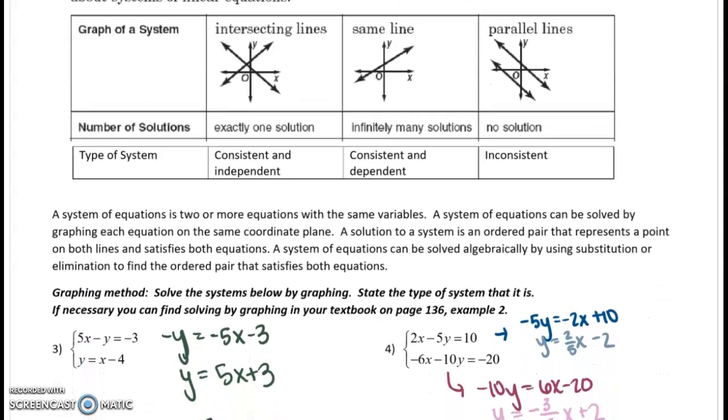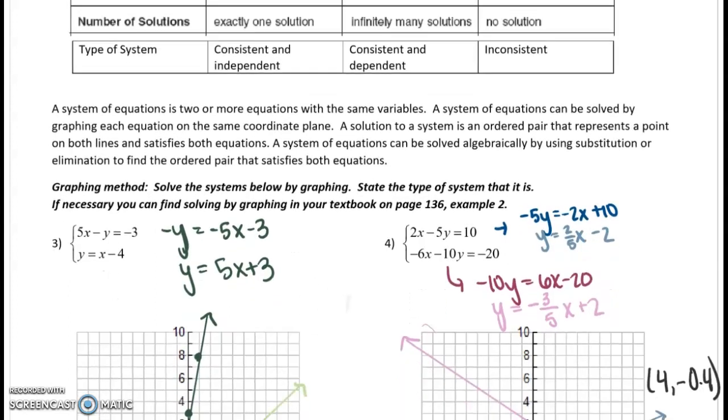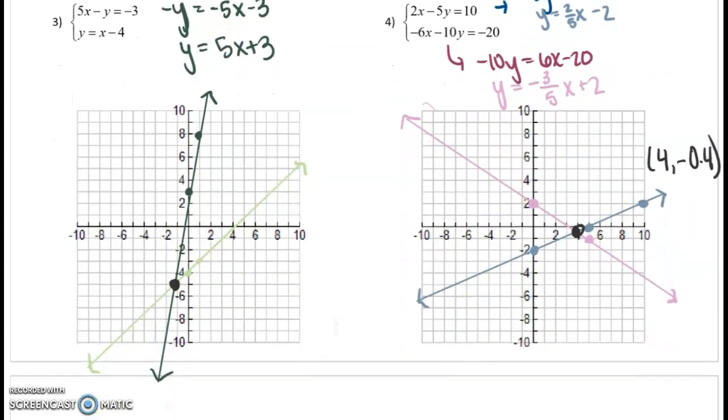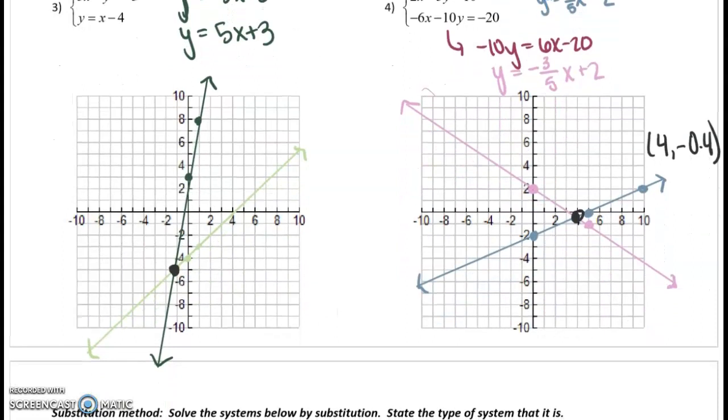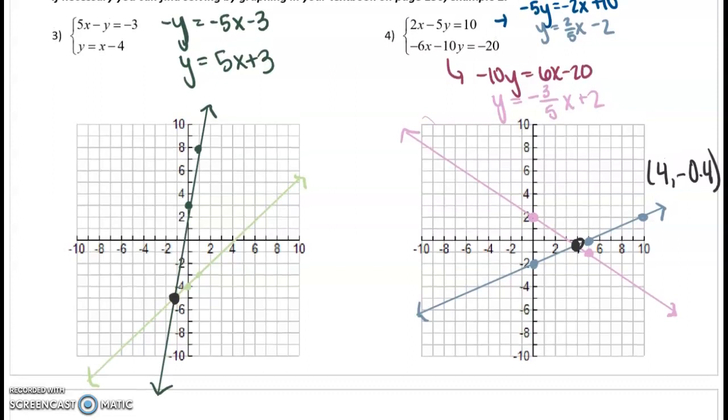Now I already have these two problems worked out, but solving by graphing, you're going to graph both of the lines, so that's what I did. And your solution is going to be where those two graphs intersect. So I want you to pause this video and go through these two problems.